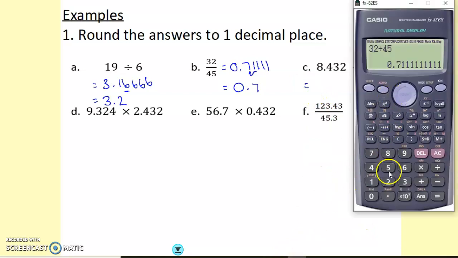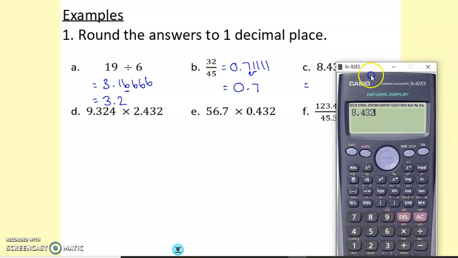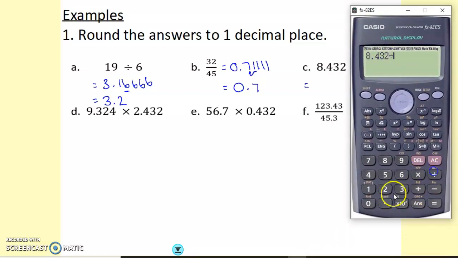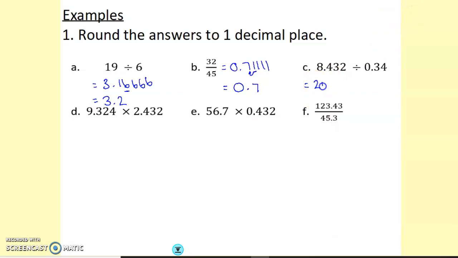C, we've got 8.432 divided by 0.34, which is 24.8. Now that one is already at 1 decimal place. Okay, makes no difference though. You just write it down and keep going. Just means we didn't need to round.